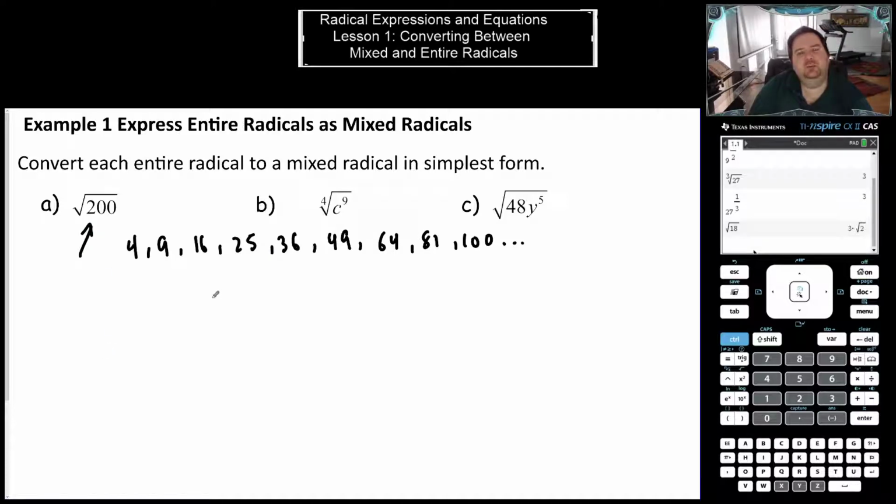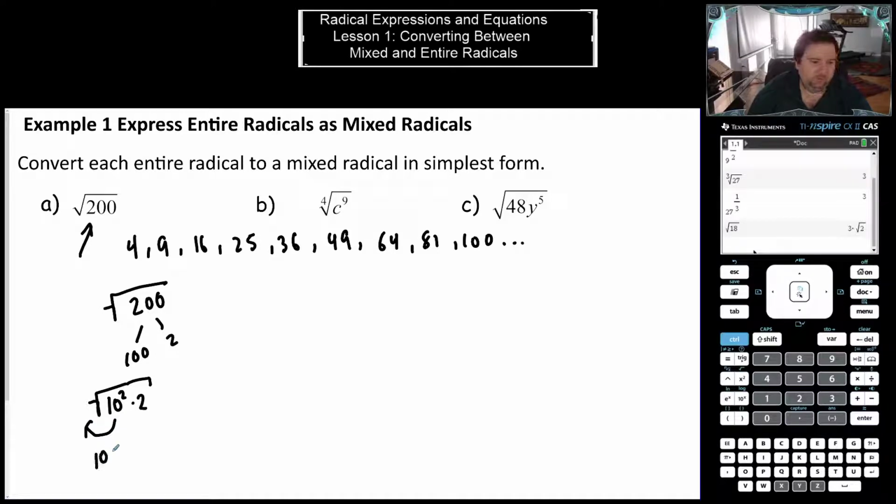Now we're going to look at this, 200. Do you see any square factors that factor into 200? Hopefully you can see the 100 there, right? 100 times 2 is 200. And this is 10 squared, isn't it? So instead of writing the square root of 200, let's say the square root of 10 squared times 2. And anytime we have a square root sign and a square, what did we say we can do? We can pull that out. So you have 10 root 2.